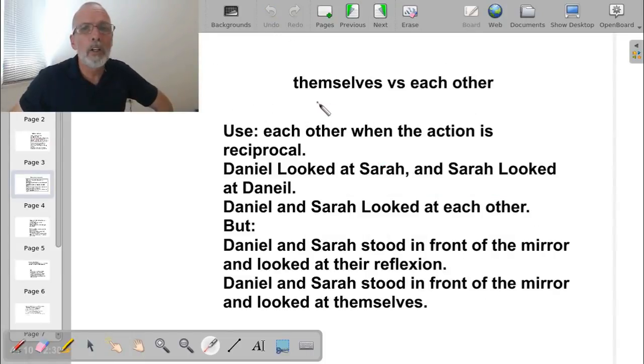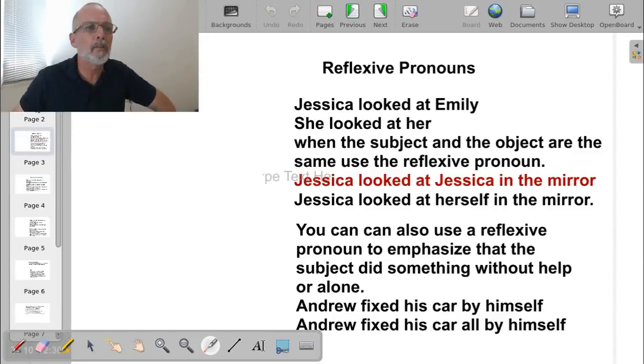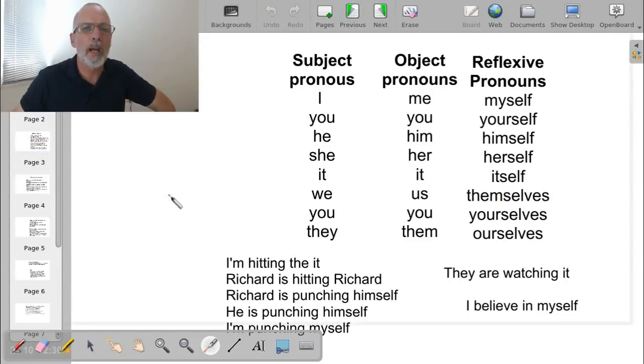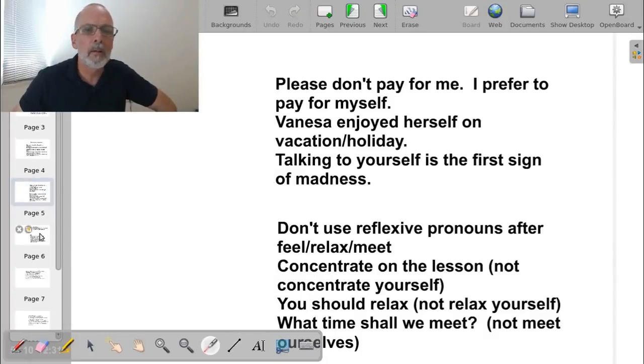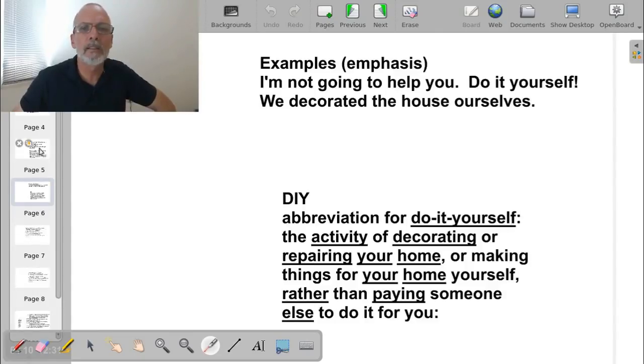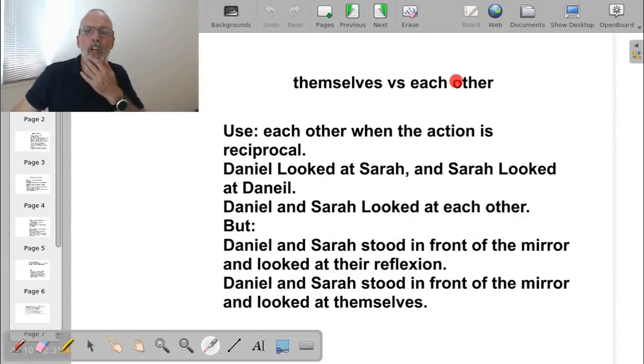Another word that I wanted to look at, which is related to this, is themselves versus each other. What is the difference? We've already seen that themselves is a reflexive pronoun, the third person plural. But we have another word, each other.